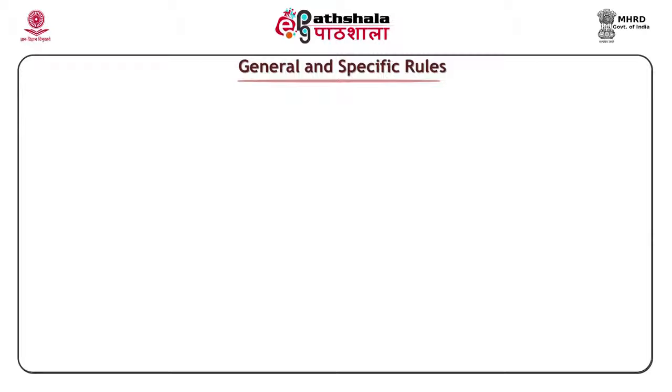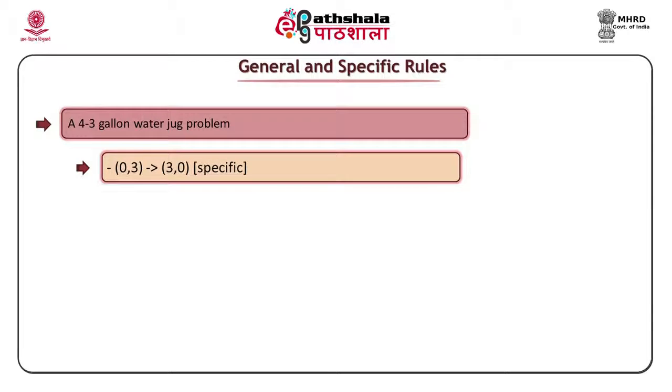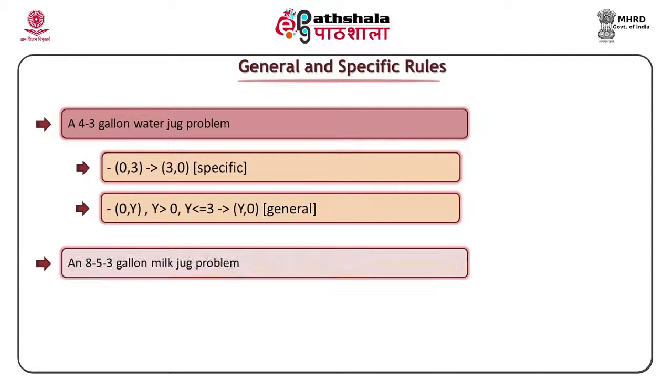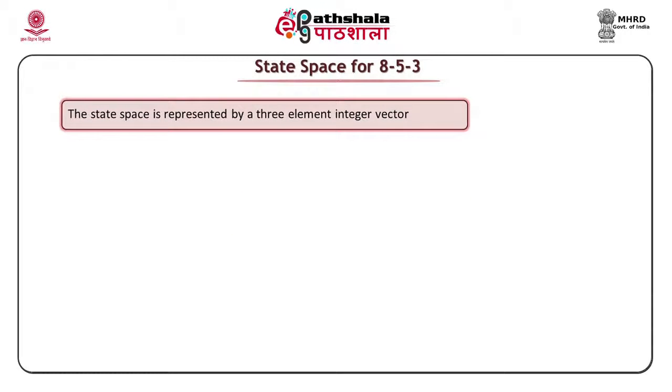We have already seen examples of general and specific rules. The PPT is talking about this. The 4 3 gallon jug problem has 2 rules, one is specific, the other one is general. The 8 5 3 gallon milk jug again has a specific and a general rule, and also a state space representation. Now look closely at this representation of the 8 5 3 gallon water jug. It says we are only using a 3 integer vector x, y and z. We say that the state space is represented by x, y, z, where x plus y plus z is 8.